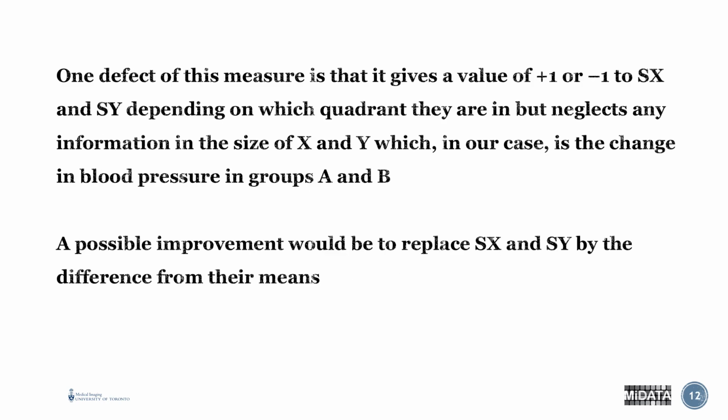And that is that one defect of this measure is that it gives a value of +1 or -1 to Sx and Sy, depending on which quadrant they are in, but it neglects any information on the size of X and Y, which in our case is the change in blood pressure in groups A and B. That would be nice to be able to incorporate. And so a possible improvement would be to replace Sx and Sy by the difference from their means. Now, we've seen this before when we were calculating variance.